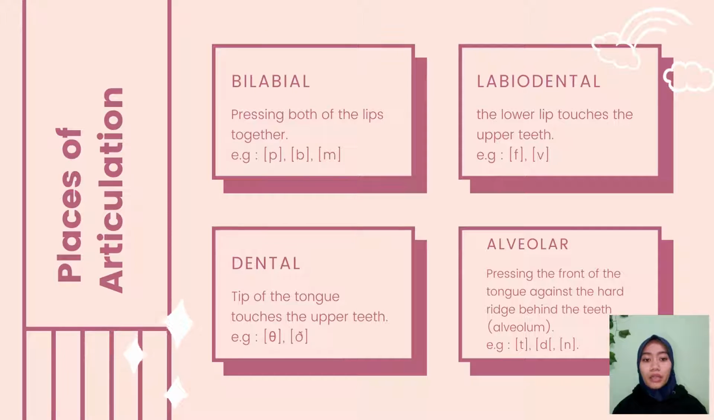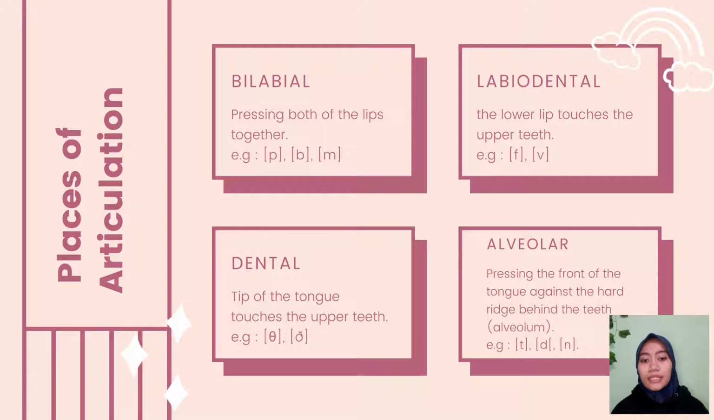The second is labiodental. It's a sound made by the lower lip touching the upper teeth, and the examples are f and v. The third is dental. It's a sound made when the tip or blade of the tongue touches the upper teeth. The examples are th as in thin and th as in the.